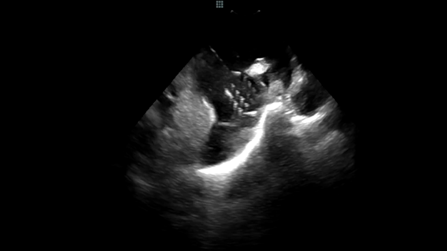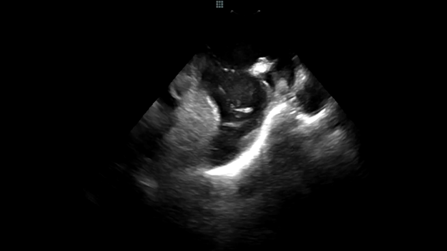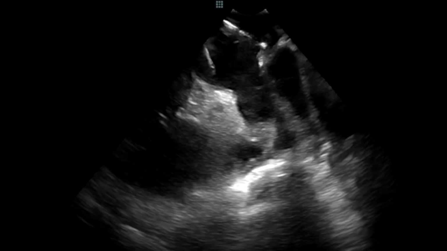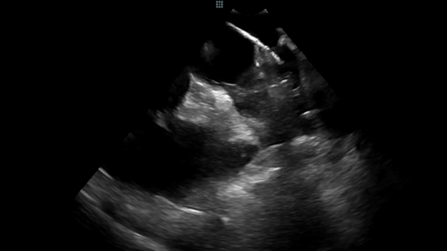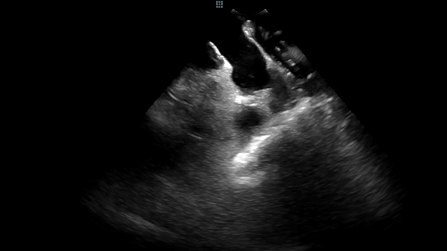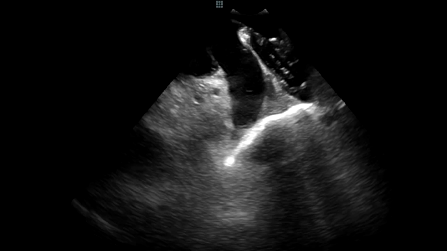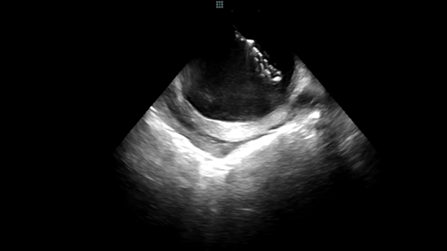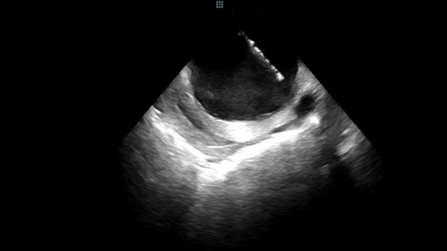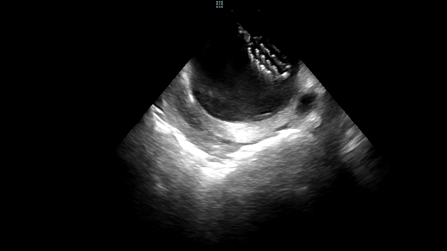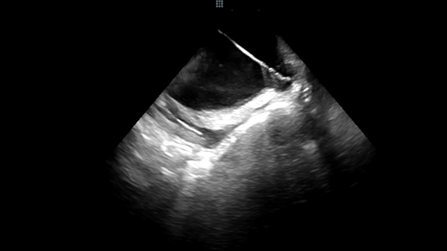Remember, we move the HD Grid slowly because we want to make sure that we get the entire activation of that region. Here, we are advancing it towards the left superior pulmonary vein. This is a view where we can see the left atrial appendage, the ridge, as well as the left superior pulmonary vein. This is another view of that vein, and that is our HD Grid that we advanced in the left superior pulmonary vein.